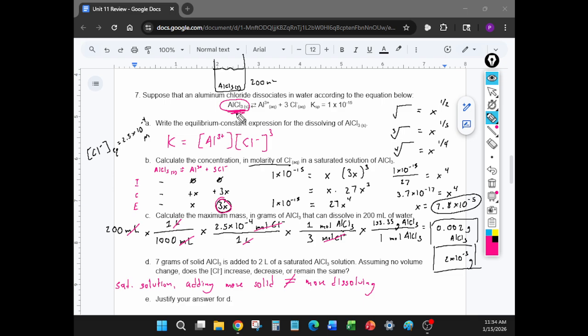Eventually, all the ions that can dissolve already dissolve, and then you can add more, but it's just going to stay as a solid on the bottom. So the answer here is actually going to be remain the same.